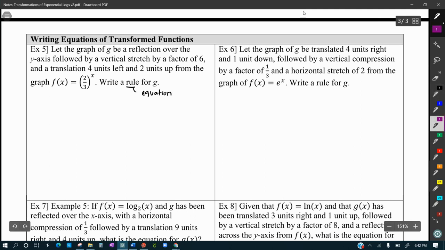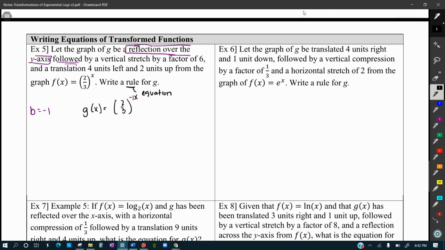So let's see what happened. So it says that we had a reflection over the y-axis and then we see followed by. So the reflection over the y-axis must be done first. So reflecting over y, that is our b parameter, and that makes b a -1. So when we write this, our first transformation, g of x, will be (2/3), but then we need a -1 times x. There's our first transformation.